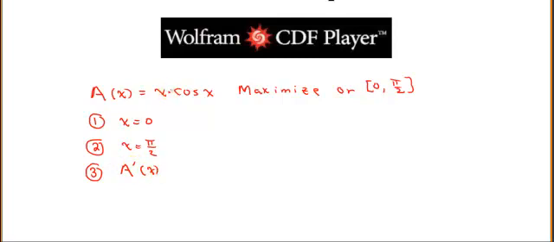Now this is a product of x and cosine of x, so I'll have to use the product rule. I'll have the derivative of x, which is 1, times cosine of x, and then x times the derivative of cosine, which is negative sine, so x times negative sine of x. So this will be cosine of x minus x sine of x.